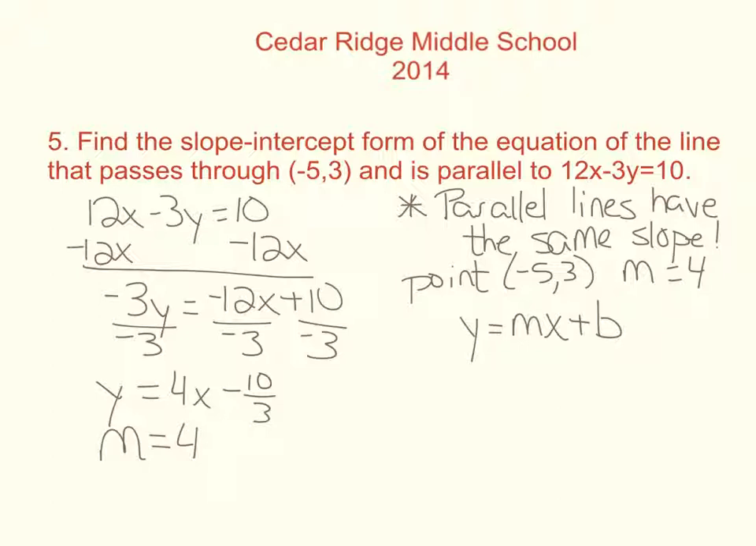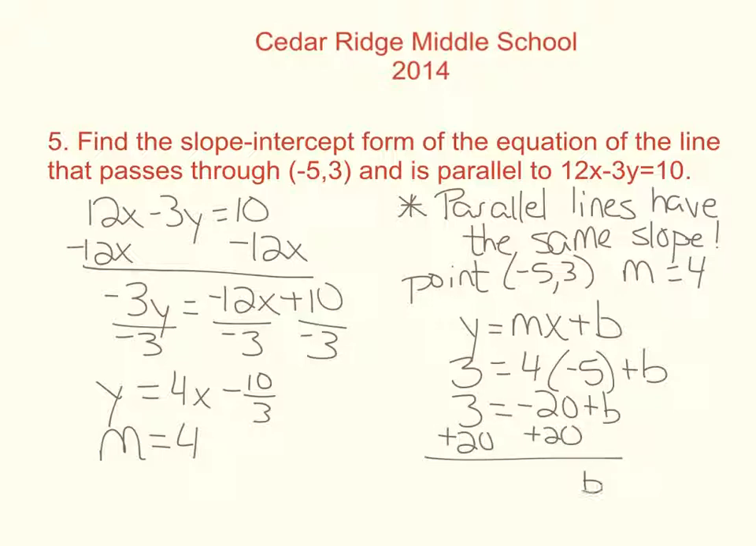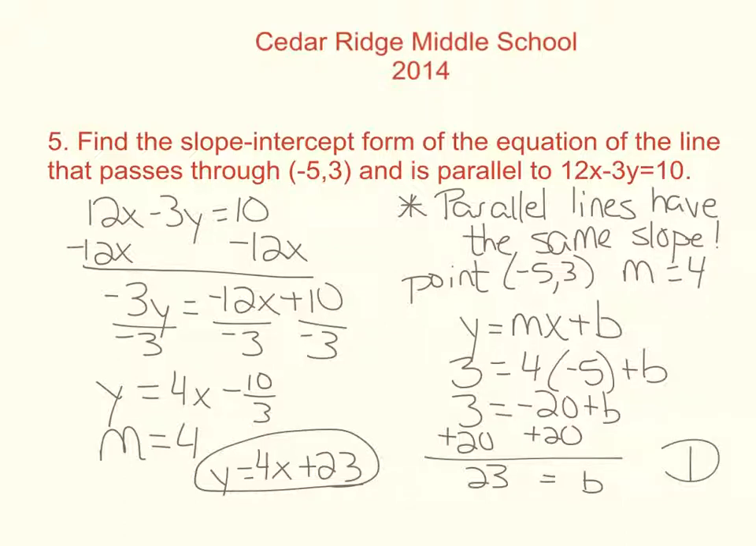So instead of y, we're going to say 3 equals, the slope is 4, x is -5, and we're going to add b, and we're going to solve for b. So we get 3 equals -20 plus b. We're going to add the 20 to both sides, and we get b is 23. So the y-intercept of this line is 23. Now we have m, now we have b. We can say y equals 4x plus 23. That's the equation of my line, and I believe that is answer D.